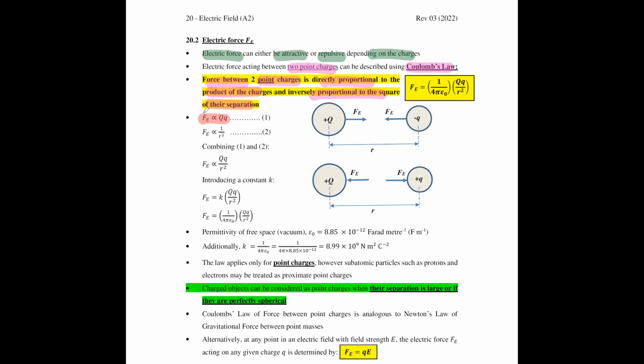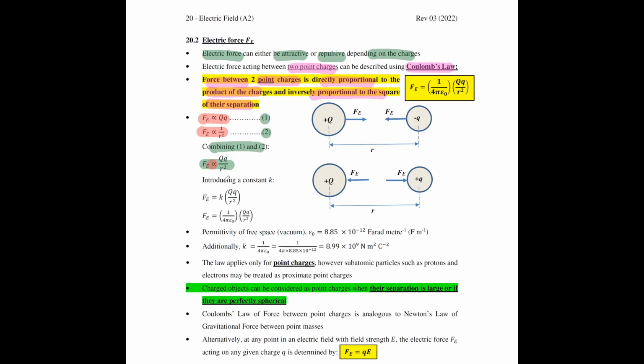If written in words, it means this. Fe is proportional to the product of charges Q Q. Fe is inversely proportional to the separation squared, so Fe is inversely proportional to R squared here. If you combine both relations, you eventually get this equation: Fe is proportional to Q Q over R squared. The proportionality sign here is the issue. You want to get rid of that.